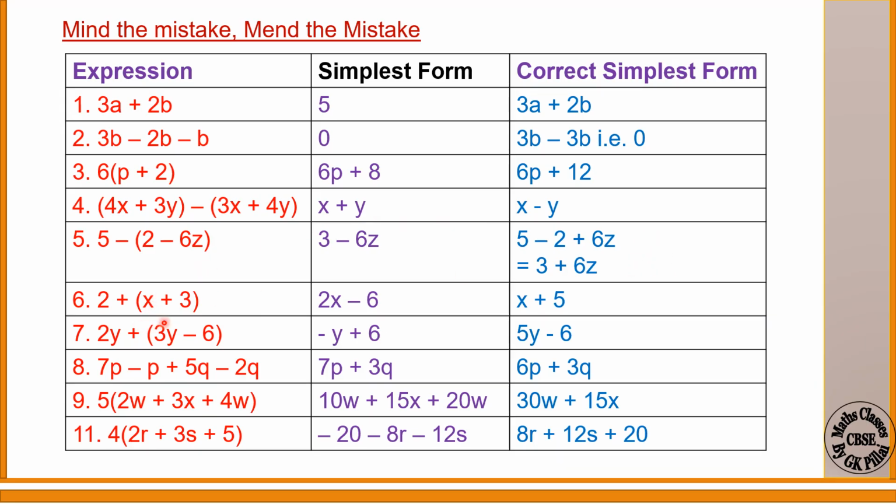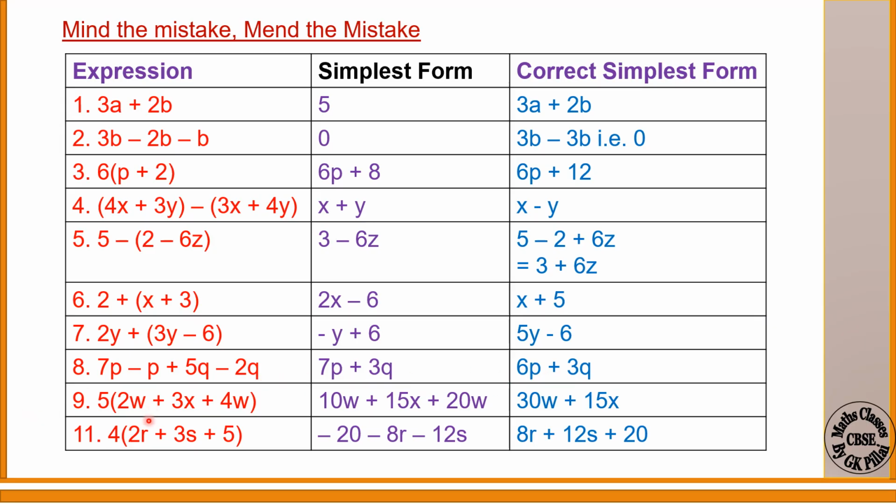Here 2 plus x plus 3, there is no minus signs. So when you open the bracket, it will be x plus 5. Here it is given as 2x minus 6, which is wrong. The next one, 2y bracket plus bracket 3y minus 6. When you open the bracket and simplify, it will be 5y minus 6 and not minus y plus 6. The next one, 7p minus p plus 6q minus 2q. When you combine these two, it will be 6p. And when you combine these two, it will be 3q.